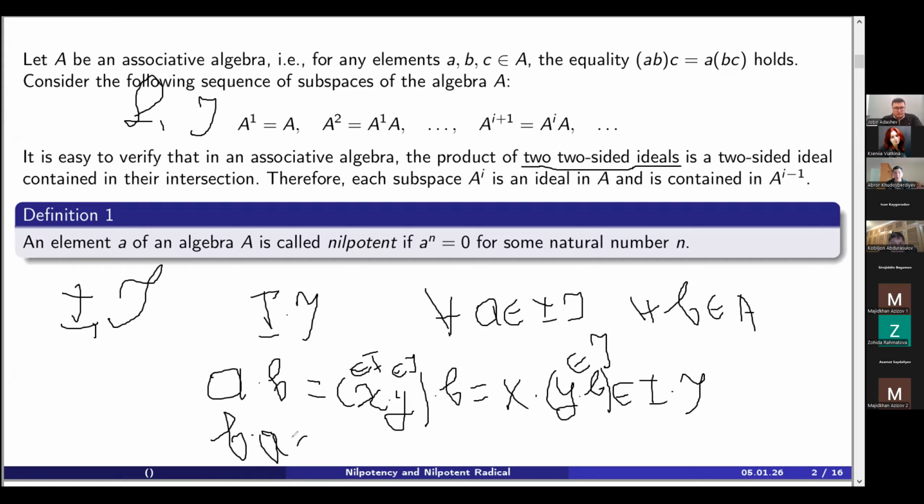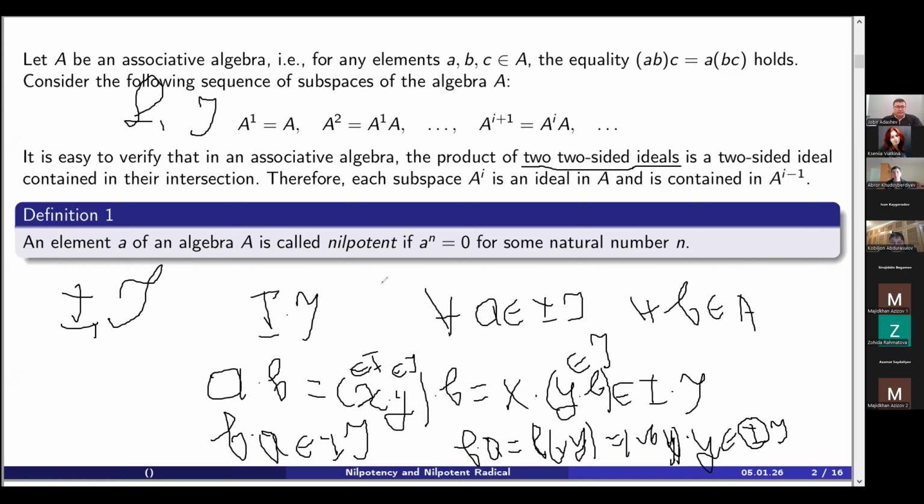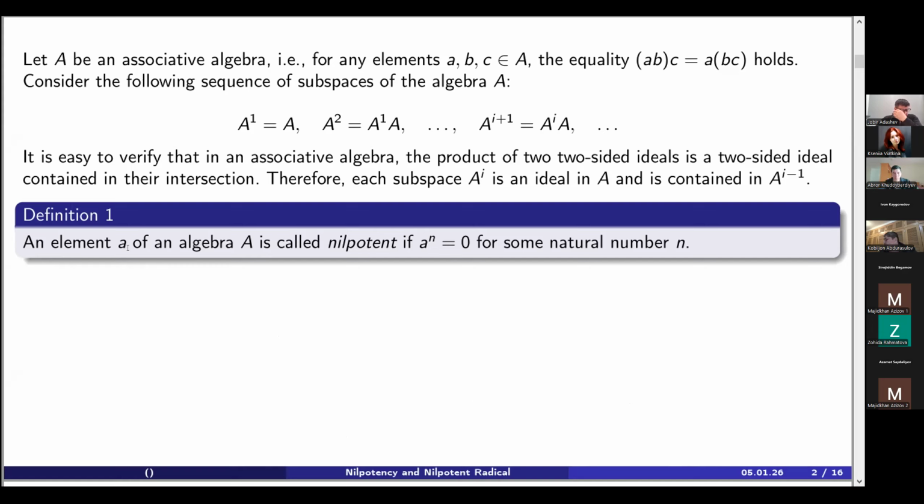Now we have considered a b. Next, b a is equal to b multiplied by x y, and again you use associativity: (b x) y. b x belongs to I, because I is an ideal of A, so b a belongs to I J.